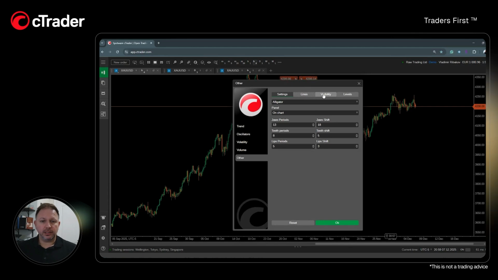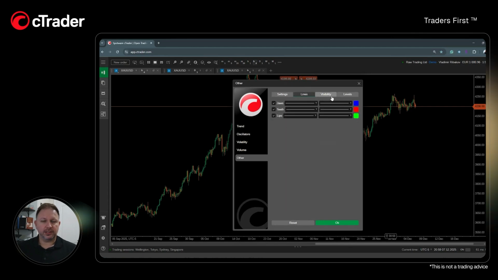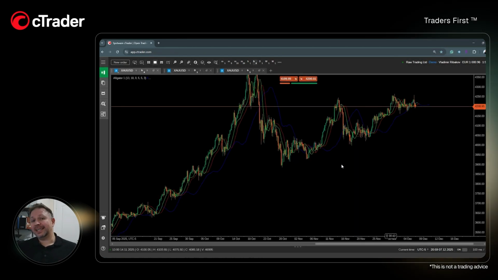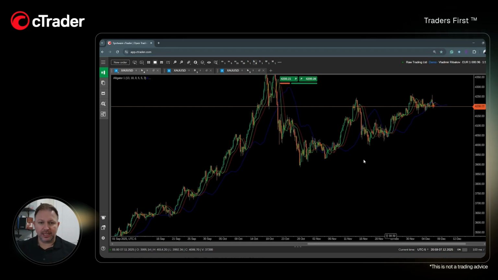And the visibility you can of course define here, as well as the lines. Pay attention, the bigger one would be the blue, and the medium one red. The teeth and the lips, which is the shortest one, would be the green. So when you click okay, this is what you will see on the indicator.